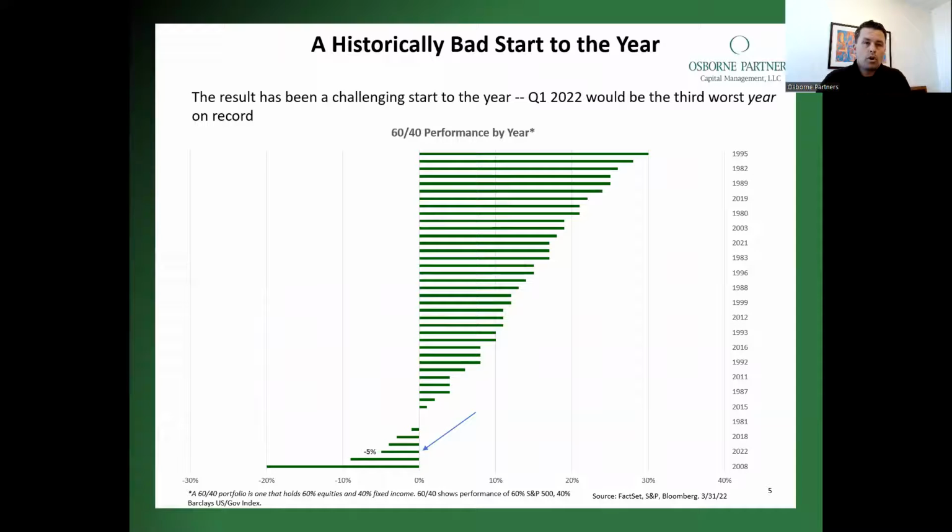The first quarter of 2022 would be the third worst year on record since 1980 for a traditional 60-40 portfolio. The only other 2 years that have actually logged worse performance was in 2002, when the US was just exiting a material recession, and in 2008, when, as many of you know, the US was right in the midst of the global financial crisis.